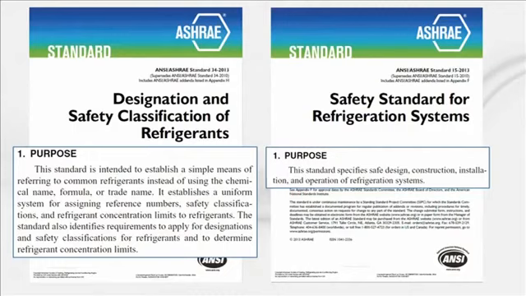Now, Standard 15 doesn't have information for refrigerants within it. Instead, Standard 15 uses the Standard 34 safety classification and refrigerant concentration limit, or RCL, for a specific refrigerant, and defines the requirements for the refrigerant's safe use based on that classification and RCL. So why might people think they can't use refrigerants that are newly classified by Standard 34?